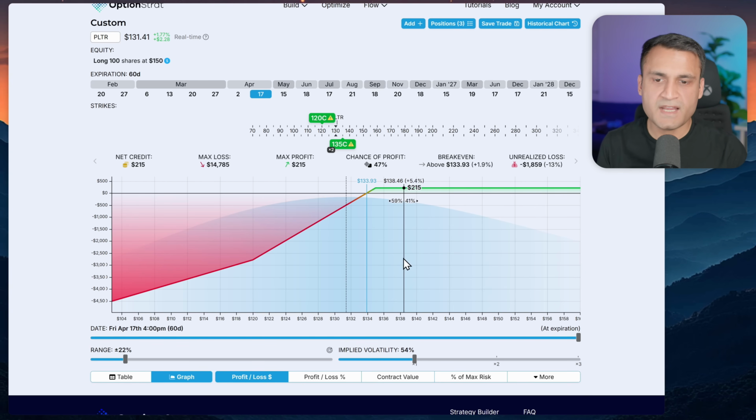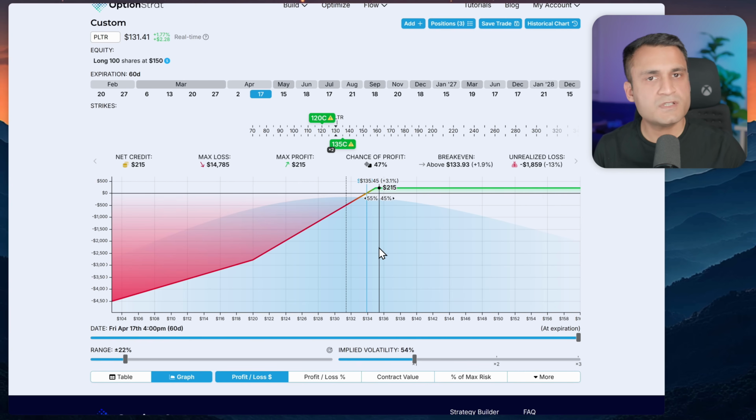But now my upside has been capped to $215. Now in this case, as long as the stock is at 135 or higher, I'm going to make $215 profit. If you were just holding the shares at 135, you would be down $1,500. But in this case, I'm going to be up $215.